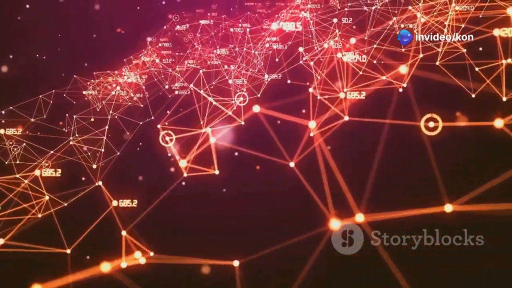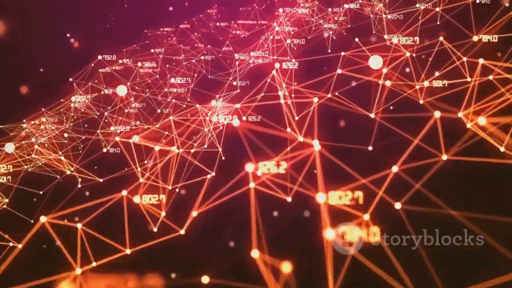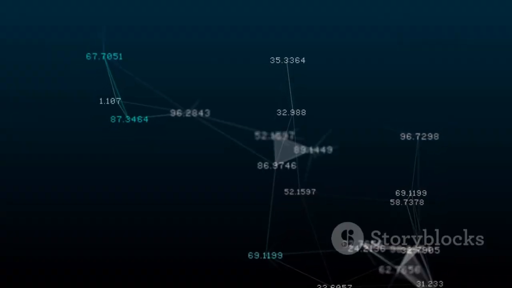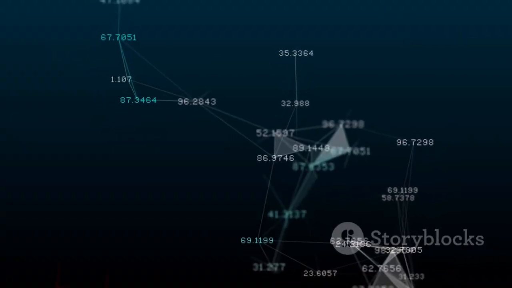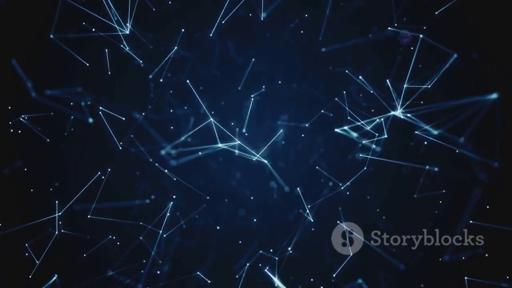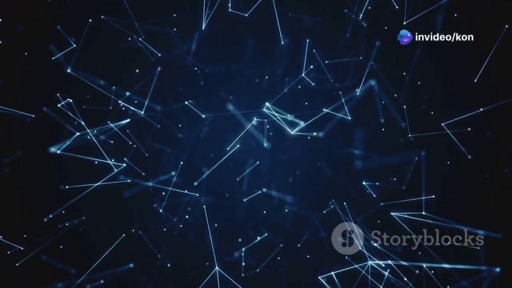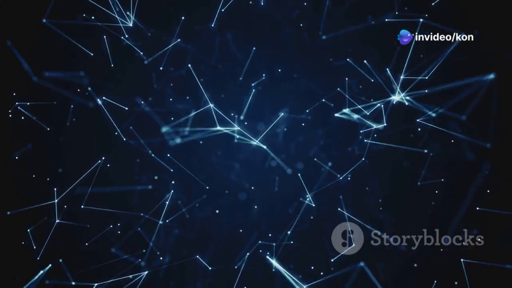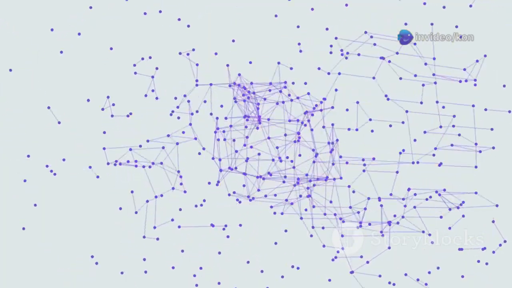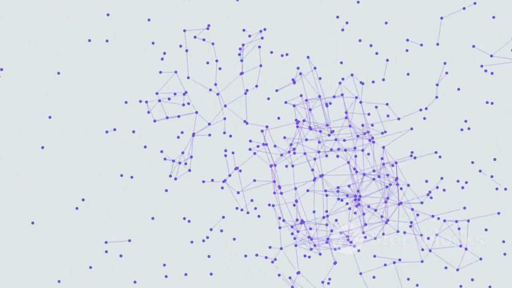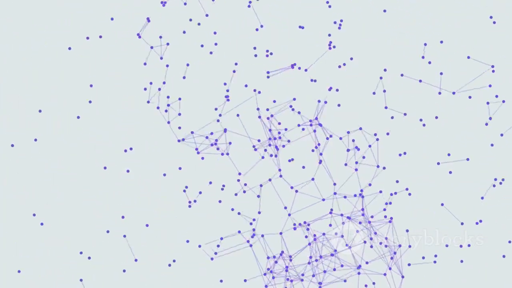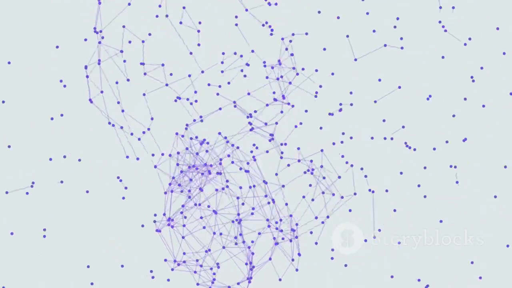However, the tree topology also has some drawbacks. One of the main disadvantages is that the entire network can be brought down if the root node fails. Additionally, the tree topology can be prone to congestion, as all traffic must pass through the root node. Despite these limitations, the tree topology is a popular choice for large networks, particularly those with a hierarchical organizational structure.